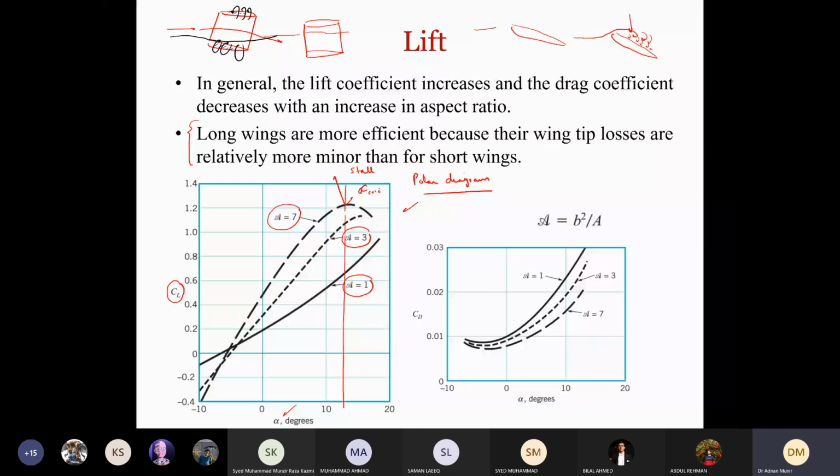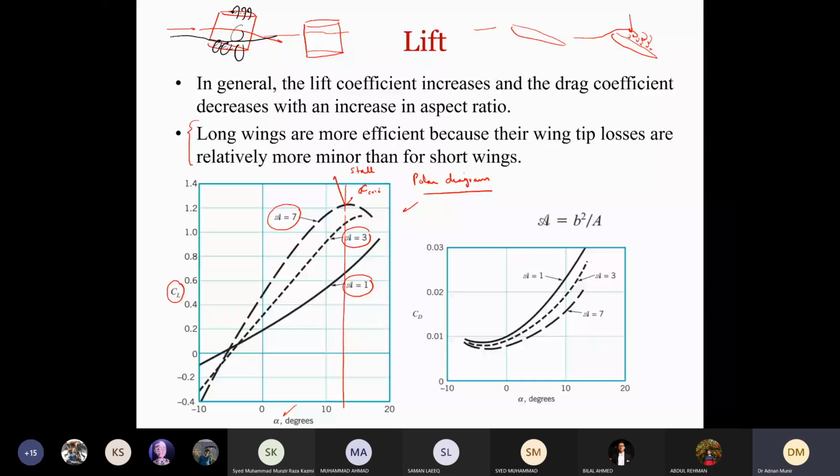जब हमारे पास विंग बड़ा होगा, when the wing is large, in that case these tip effects will be small, क्योंकि ये जो फ्लो है ये डोमिनेट कर रही होगी, क्योंकि उसका एरिया ज्यादा होगा, स्पैन ज्यादा होगा। जब विंग शॉर्ट होगा तो टिप इफेक्ट्स सिग्निफिकेंट हो गए, और जिसकी वजह से आपका लिफ्ट डिक्रीज होगा। हम इसको अगली कुछ स्लाइड्स में डिटेल में भी डिस्कस करेंगे, राइट? For now just remember these tip effects: long wings are more efficient because their wing tip losses are relatively more minor than for short wings, right?